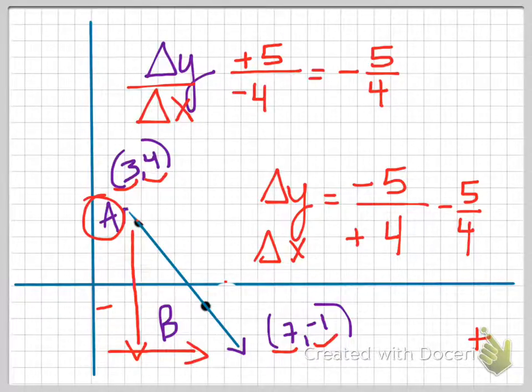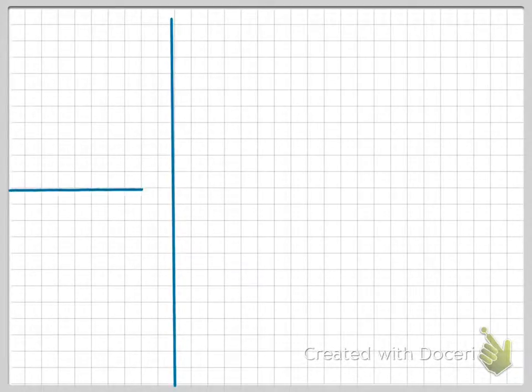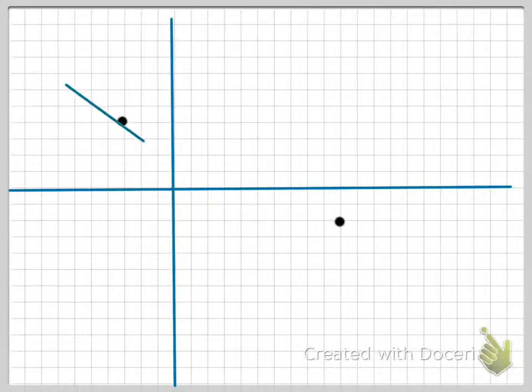Let's clear this off and let's try again. Let's go back to our little coordinate plane. Let me give you another set of points. Let's do one here, and let's do one right there. So I'm going to try to find a line. It's got to go through the points. Okay, that is so much better.